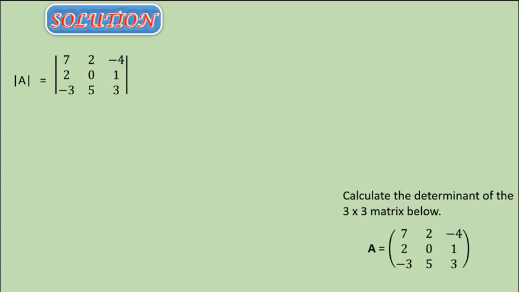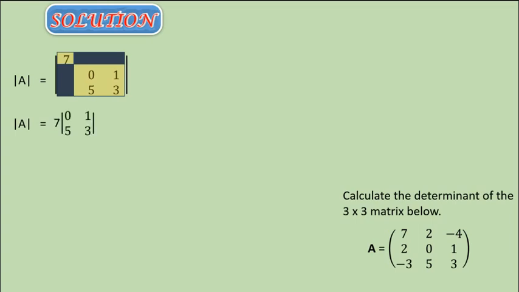So now, what's next? Find the minor of 7 by deleting all the elements that are in the same row and column with 7. So for 7, what do we have left? 0, 1, 5, 3. So these are the minors. So now we write that out.